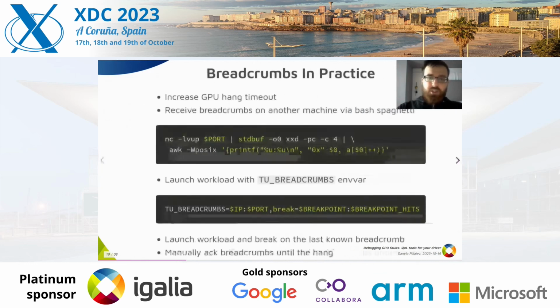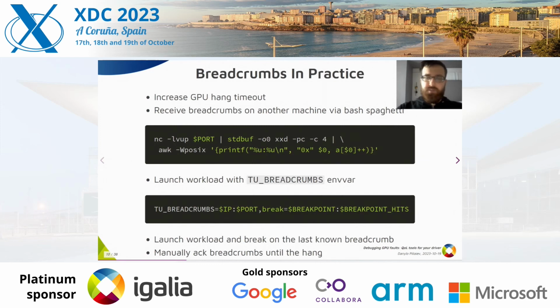Here is how it looks in practice for Turnip. First we increase the GPU hang timeout. Breadcrumbs could easily trip it. On another machine we receive the breadcrumbs via this nice script. Then we set where the breadcrumbs would be sent over the network, and set the first breadcrumb to require explicit input from TTY, kind of a breakpoint.